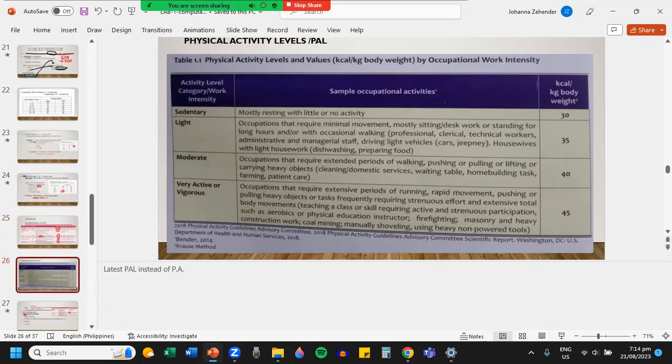Okay, so next, on the next slide, you will see another table describing physical activity levels and values by occupational work intensity. According to the new reference, this is the latest. Instead of using PA, they use PAL, your physical activity level. So you may pause the video to read this, to digest the information in this table before you proceed.